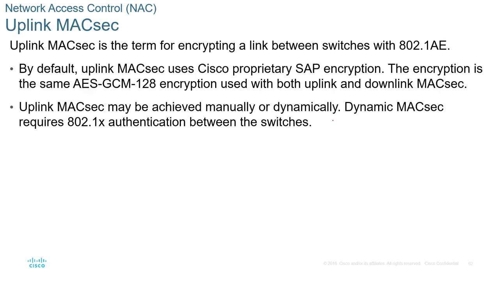So, lastly, we have an uplink for our MACsec. Basically, the uplinks are the encrypting links between the switches with 802.1AE. By default, for uplink MACsec, you will use the proprietary SAP, and the encryption is using the same AES-GCM with 128-bit encryption. And that's going to be used for both the uplink and downlink. Remember, the downlink is connected from the end device to the switch, and the uplink is basically the link between the switches. If you can't tell by the word uplink.